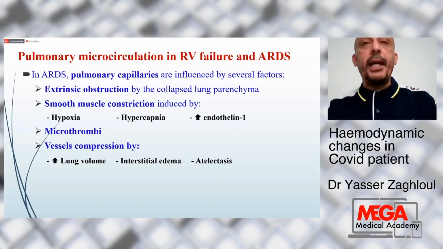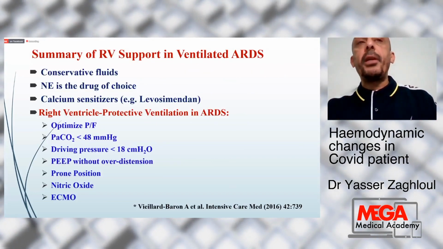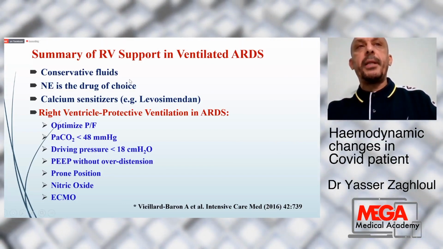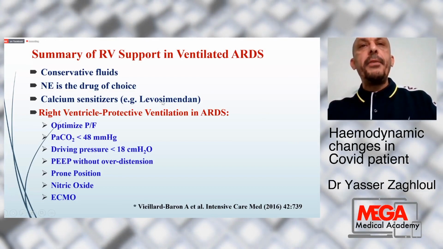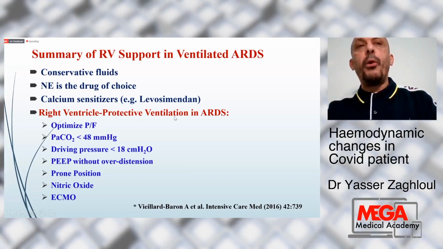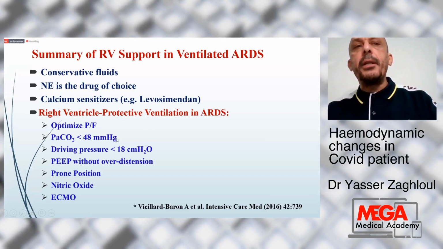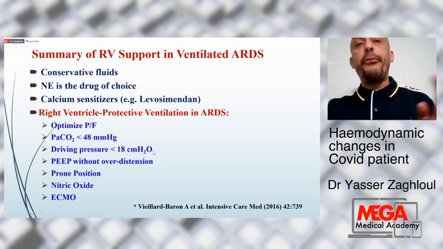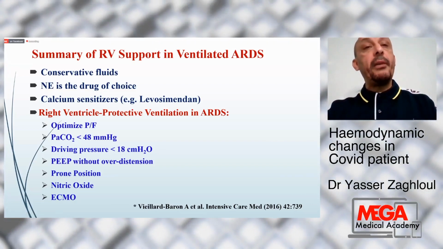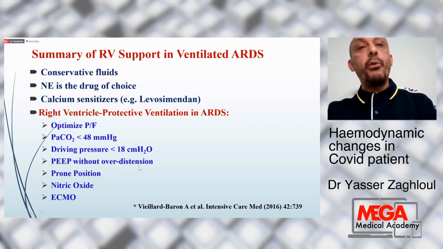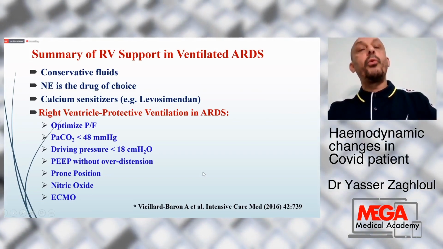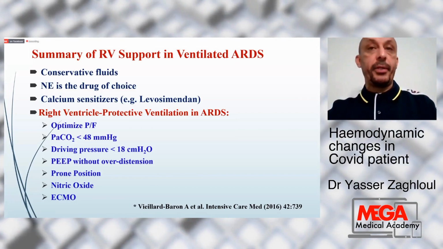So how can we manage and deal with these problems? This is the summary of right ventricular support during ventilation. Conservative fluids, we explained that. Norepinephrine, we also talked about that. Levosimendan is coming very soon. We have what is named right ventricle protective ventilation: optimize the oxygenation, limit the increase in CO2, and keep the driving pressure less than 18 if possible. I know many patients may go to more than 25, but if possible, keep the driving pressure on the lower side. PEEP without overdistension, prone position, nitric oxide, and ECMO. So this is the summary to support the right ventricle in our patients.